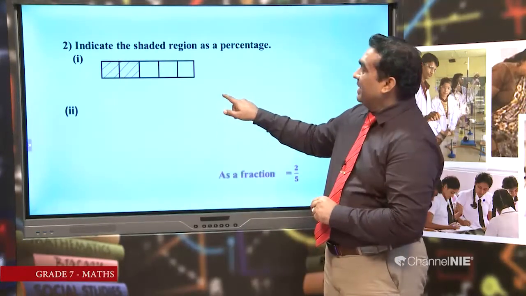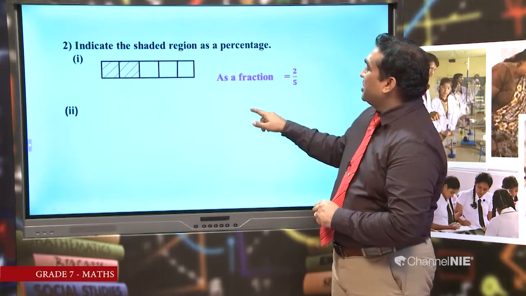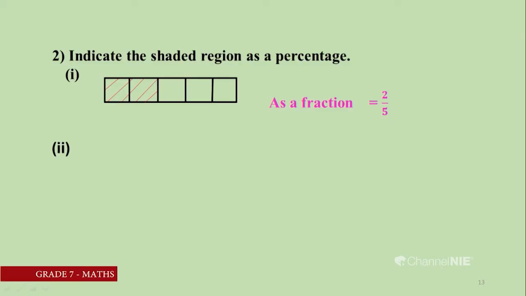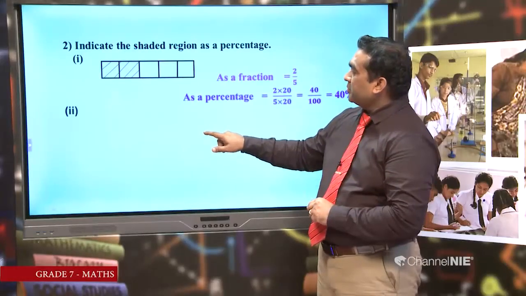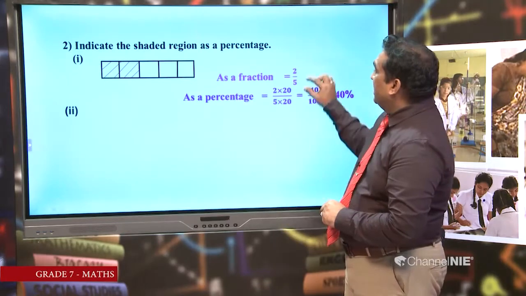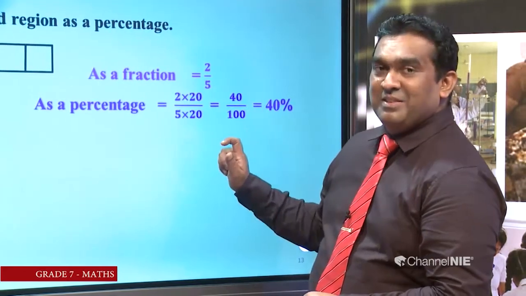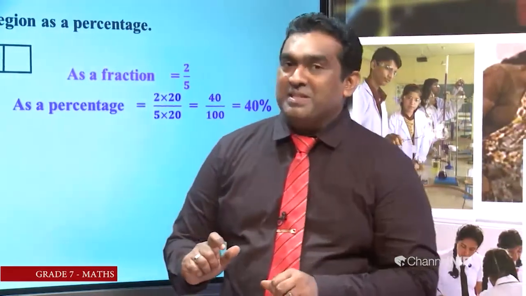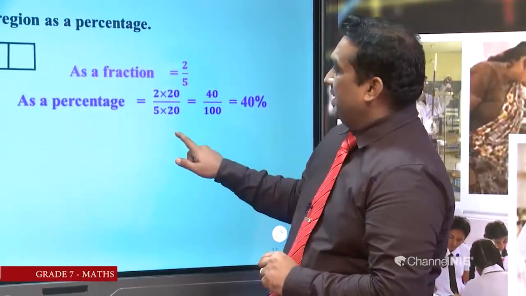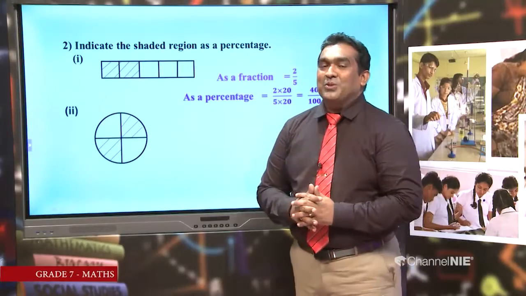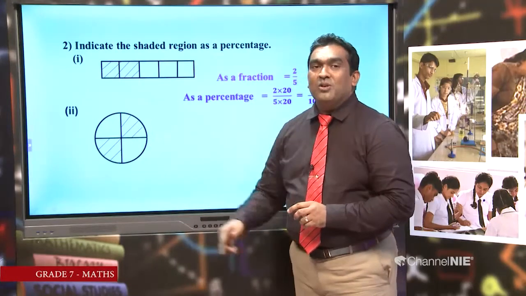Then, shaded region as a fraction, 2 over 5. Out of 5, you have shaded 2 parts. Next one, as a percentage, this is the fractional form. You know that 5 should be multiplied by 20. As a result of that, 2 also multiplied by 20. 40 over 100. 40 over 100 means 40%. Right. Next one. Here also you can see 4 equal regions.